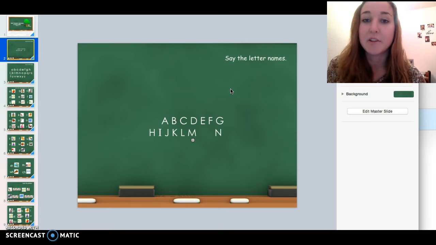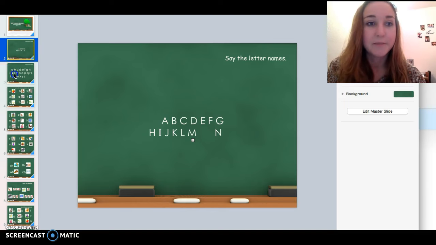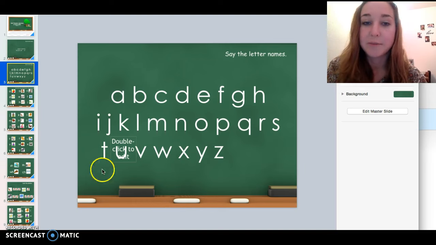It says say the letter names. So this is just A, B, C, D, E, F, G, and continuing. Then it's asking which letter is missing, so the kids would have to fill in the letters that are actually missing. That helps them practice their letter names in the order of the alphabet. Then there's another one practicing the letter names all the way through, so they can do it all together as a class.